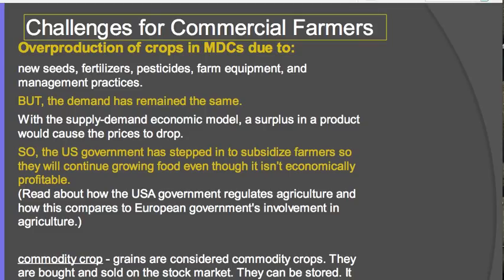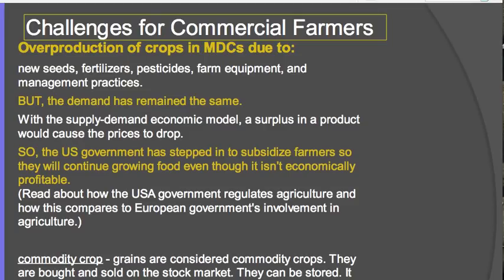And if you're not getting enough money for your product that you are raising, then you would go out of business. So there's a possibility that you wouldn't have enough money to continue farming. So because of this, the United States government has stepped in to subsidize farmers. When you subsidize, you're just giving money. It's not a loan. It's just like a gift, just kind of to help somebody out.